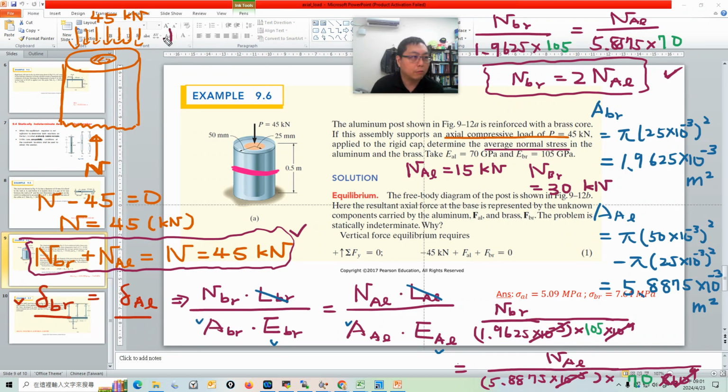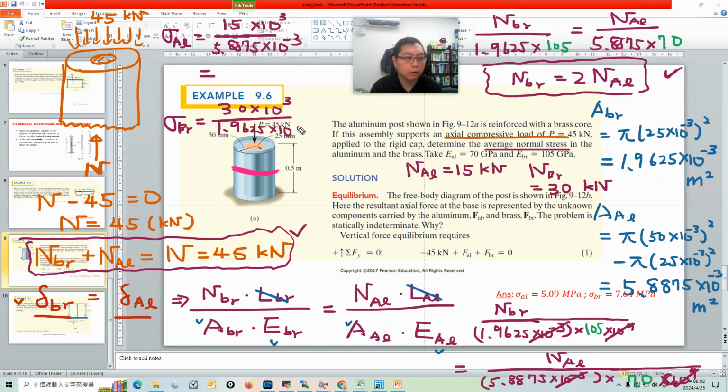The normal stress on aluminum: just use the normal force, 50 kilonewton times 10 to the power 3. What's the area of aluminum? Area of aluminum is this one, 5.8875 times 10 to the power minus 3. And what's the normal stress of the brass? The normal force is 30 times 10 to the power 3, and the brass area here is 1.9625 times 10 to the power minus 3.